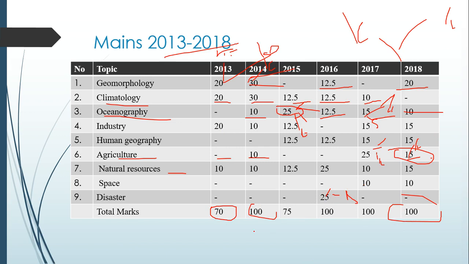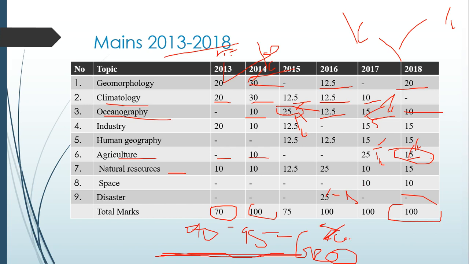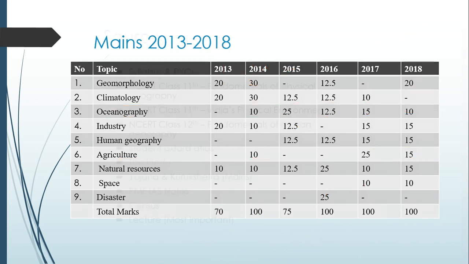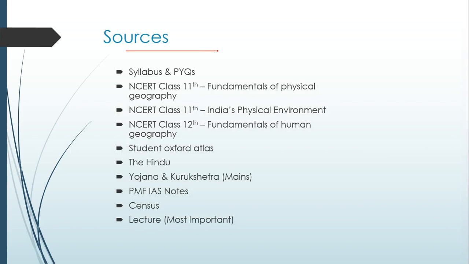So approximately 90 to 95 marks of the paper are from the geography section. So don't think of skipping that section, because not only here, but in every GS paper, that is GS paper 3, not 4, questions related to geography are asked in the economic section, because economic geography is also in the syllabus. So these are the sources.